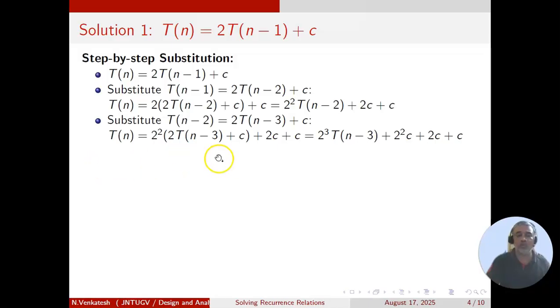When we do the same substitution k times, we get 2^k T(n-k), because for T(n-3) we had 2^3, plus c times (1 + 2 + 2^2, and so on up to 2^(k-1)). That means we found a pattern.